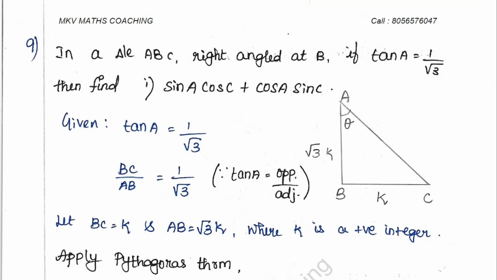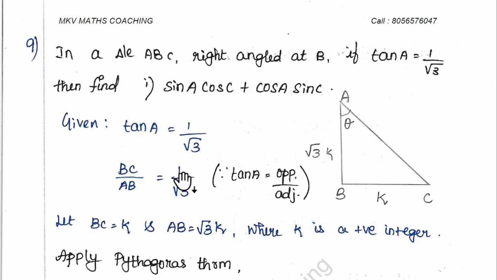Ninth question. Let's begin with the ninth question. In a triangle ABC, right angled at B, if tan A equal to 1 by root 3. So tan A is 1 by root 3, that is opposite side by adjacent side. So A is the theta here. So place the theta at A. Opposite will be BC and adjacent will be AB. So BC by AB equal 1 by root 3.